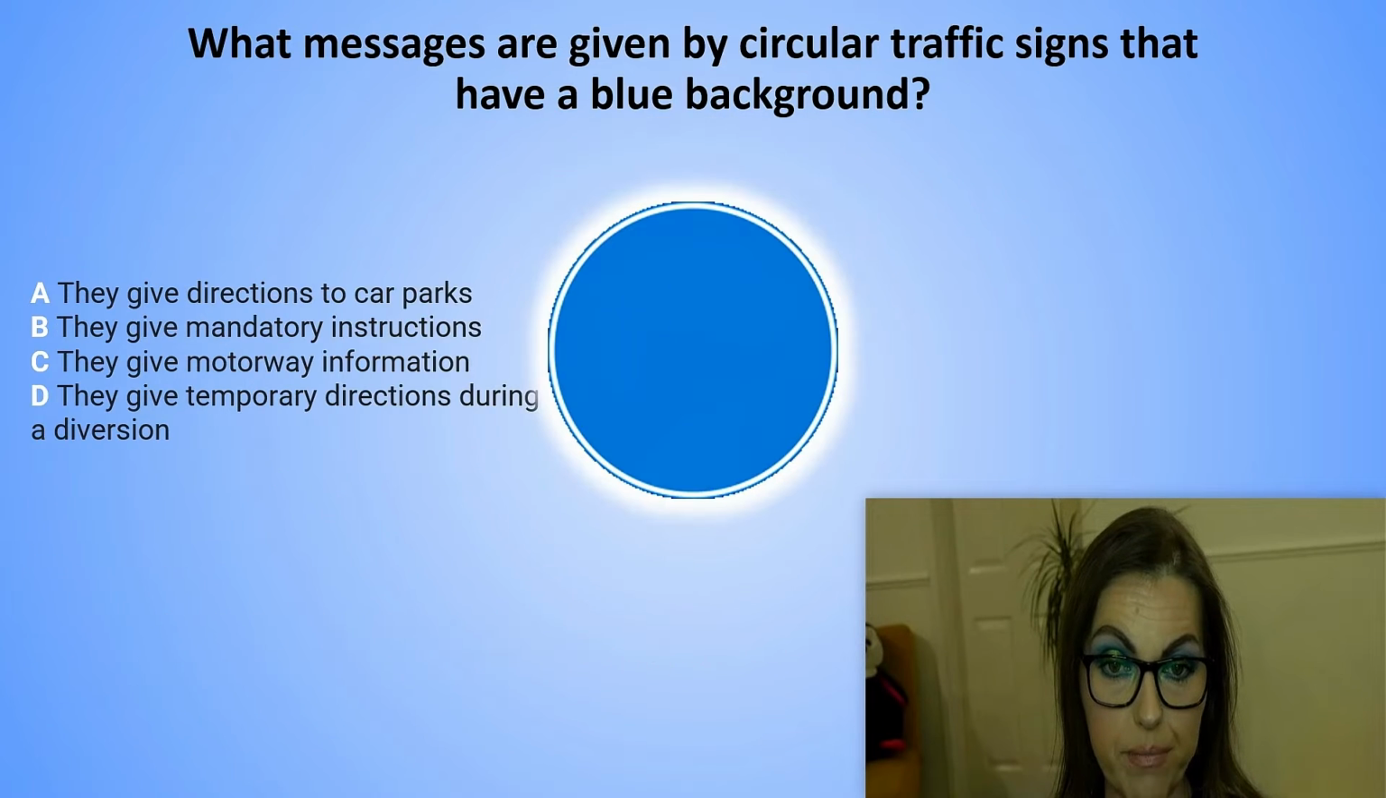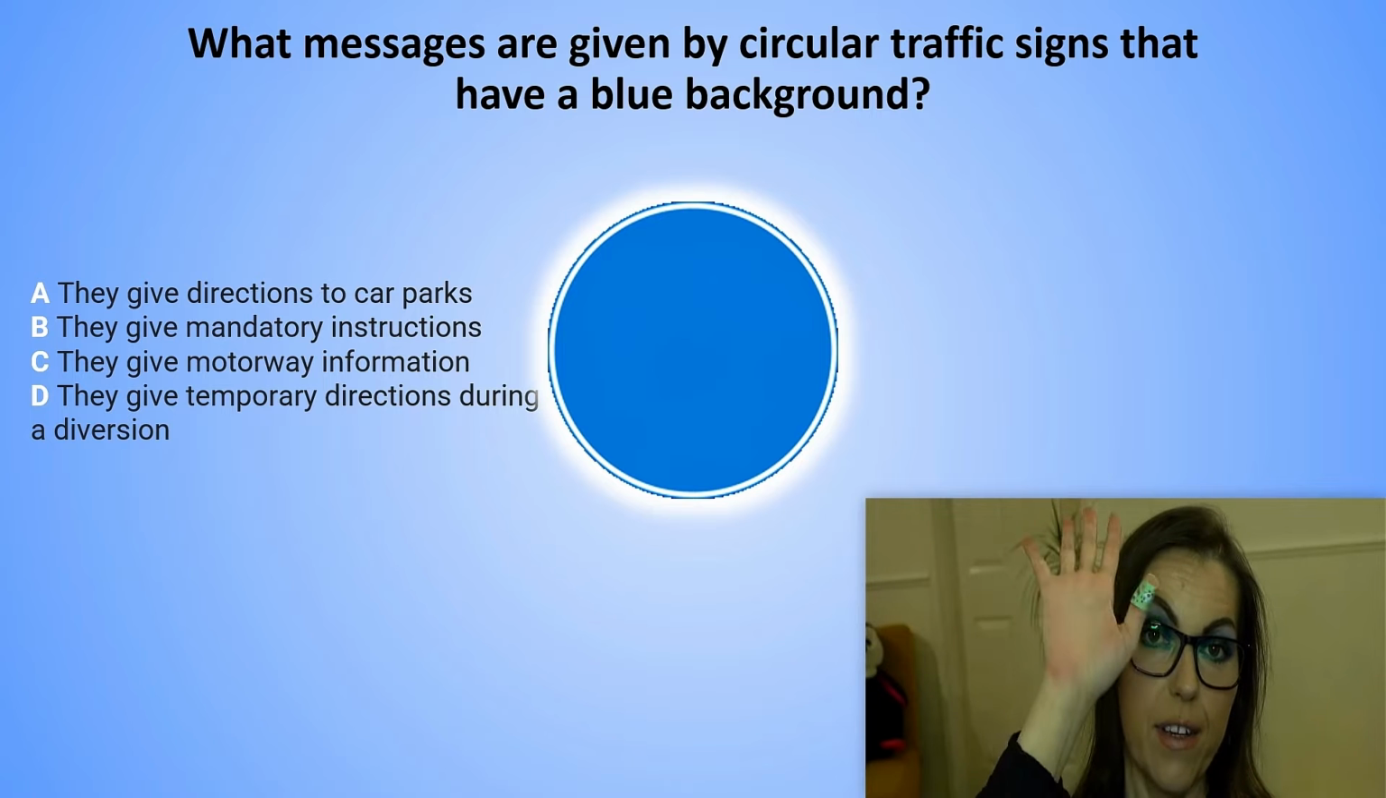Next question. What messages are given by circular traffic signs that have a blue background? A. They give directions to car parks. B. They give mandatory instructions. C. They give motorway information. Or D. They give temporary directions during a diversion.